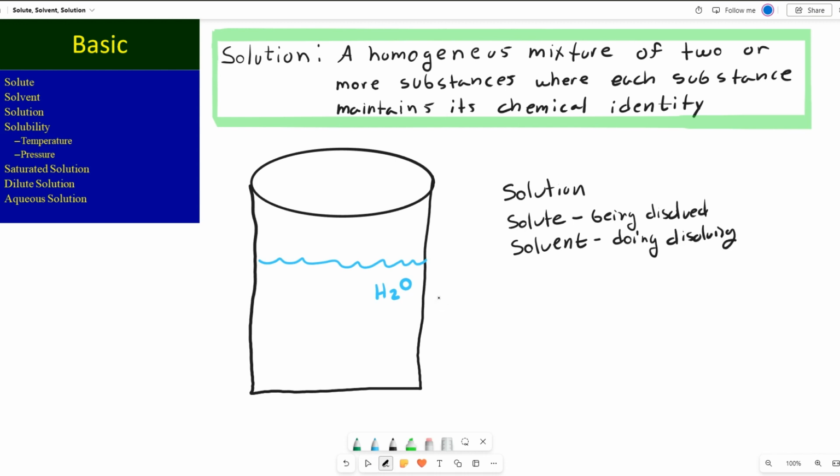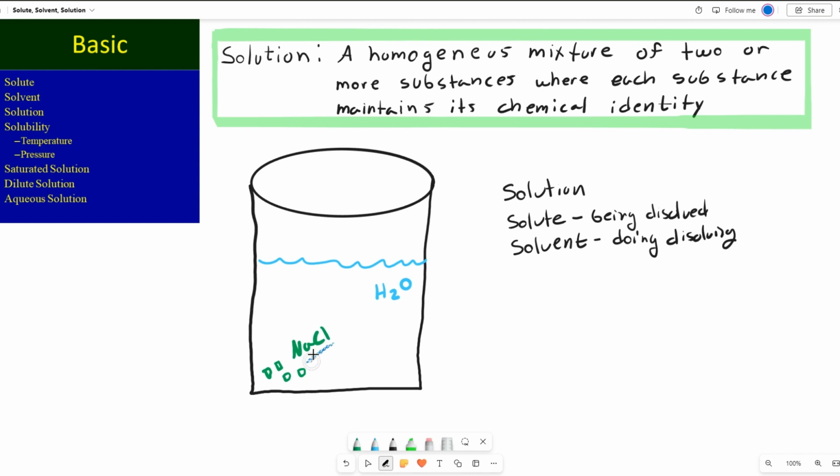Now, an example of this is if we have a glass of pure water, that is not a solution because it's not two or more substances, it's just H2O. But then if I take some salt, NaCl, and I dissolve that NaCl into the water. So you have the crystals and they dissolve into the water. That is now a solution. And the solvent for the solution is the water. That's what's doing the dissolving. And the solute for that solution is the NaCl.